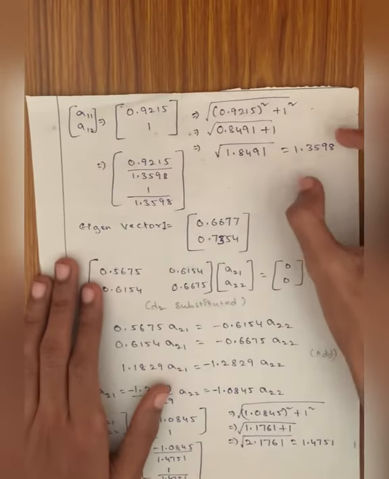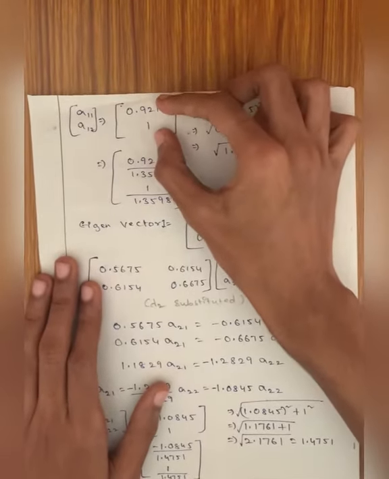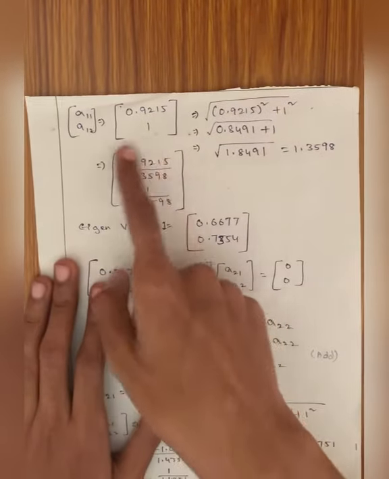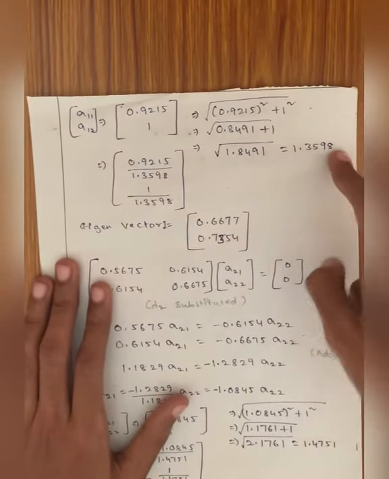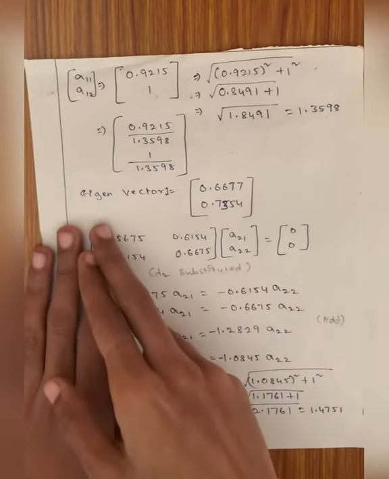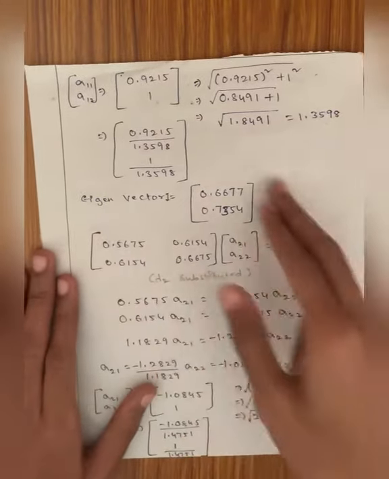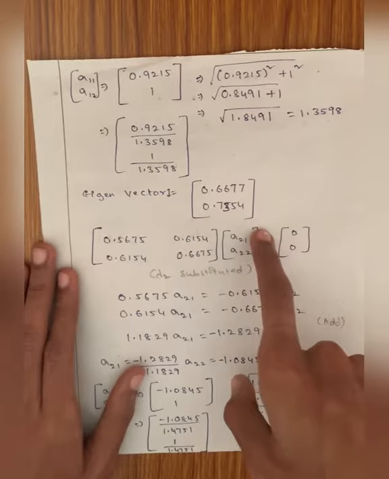After getting this final value, we are dividing with these eigenvectors. So 0.9215 and 1 is divided by this 1.3598. So finally we will get the eigenvector. This is the final eigenvector which we get after the procedure is completed.